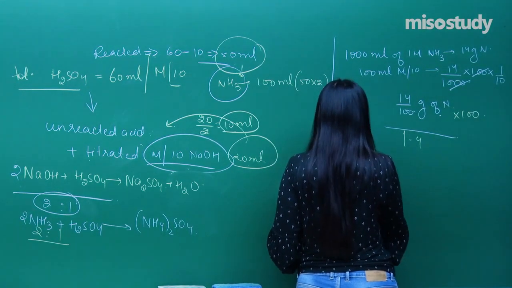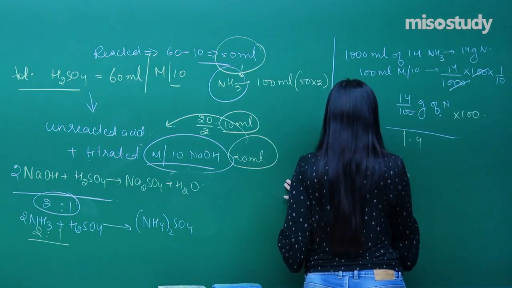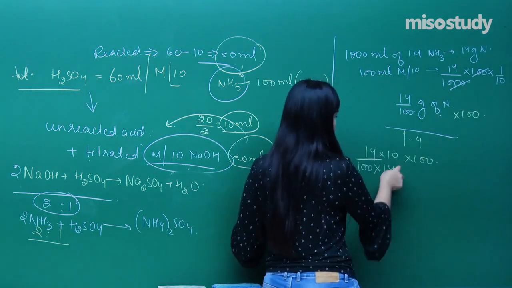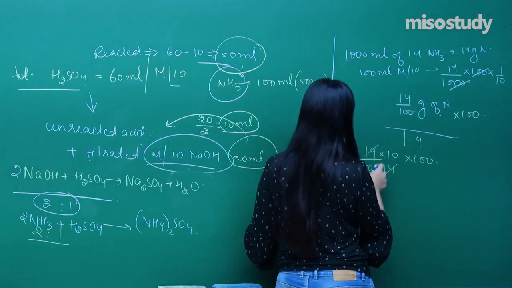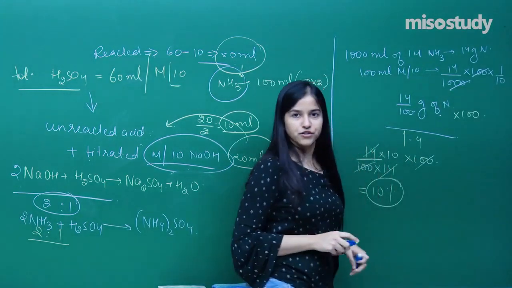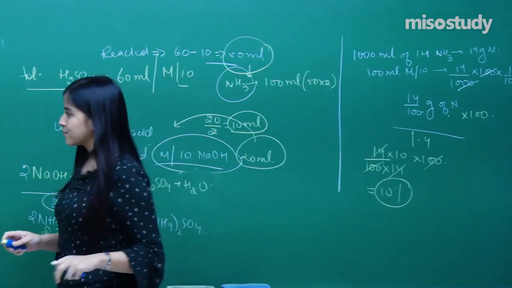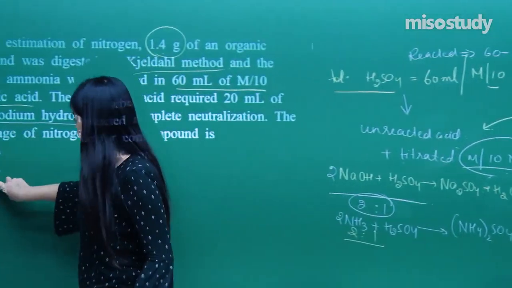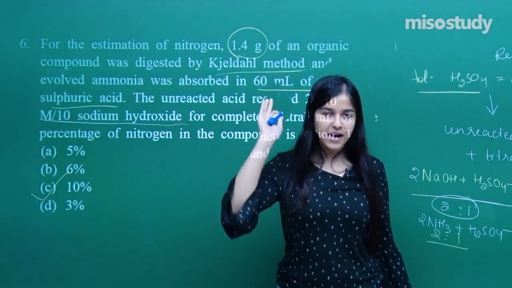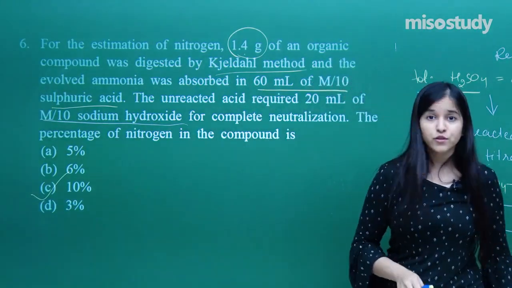So if I just calculate it, what is coming out? It's 10%. Very easy, super easy calculations. So we get the answer as 10% and here we have got the option as well, that is C. I hope everybody is able to correlate with that, and I hope everybody is able to solve the question on their own.